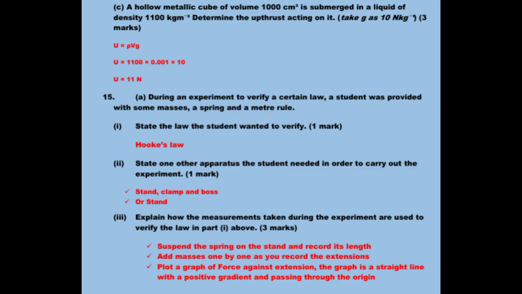So you first suspend that spring and you record the length of that spring before adding the mass, and then add masses one by one as you record the extension. You add the first mass, of course the spring will extend, you record that extension, then the second mass, third mass, fourth mass, recording the extensions for each one of them, and then you plot a graph of force against the extension.